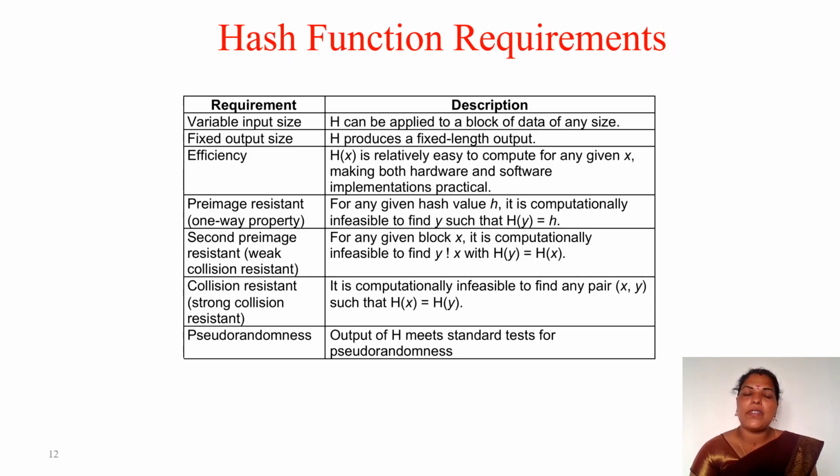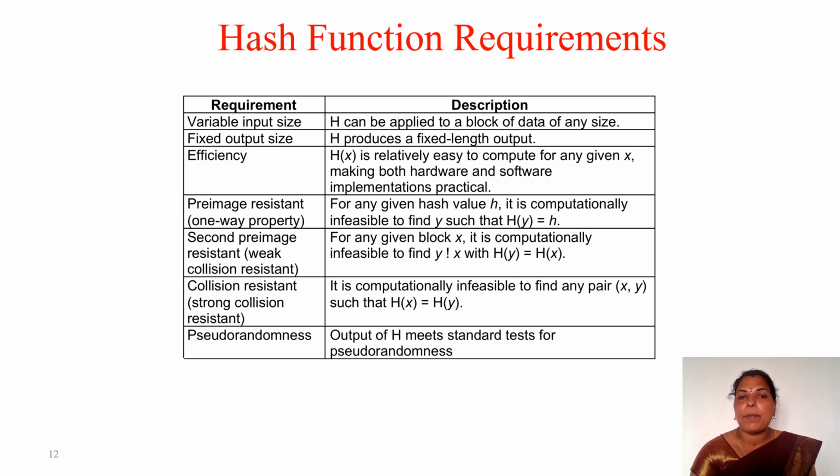So these are some of the requirements of the hash function. Already we know the input to the hash function is of variable size and the output is of fixed size. So the hash function H can be applied to a block of data of any size, and H produces a fixed-length output. Then coming to efficiency, H(x) is relatively easy to compute for any given x, making both hardware and software implementations practical. Then we have three properties. Two main properties are the one-way property and the collision property.